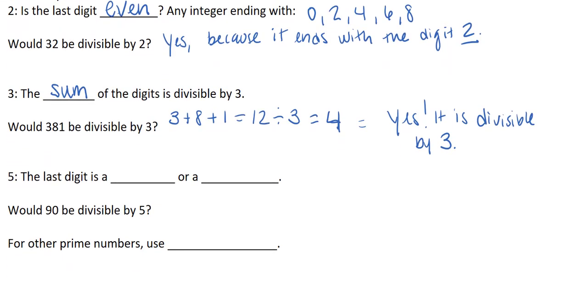The next one is 5. So we can ask, is the last digit a 0 or 5? Because if it's either of those, then it's divisible by 5. So would 90 be divisible by 5? And the answer is yes. The last digit is 0. Now, for the other prime numbers, which we talked about in the first video of this section, we are going to use long division.